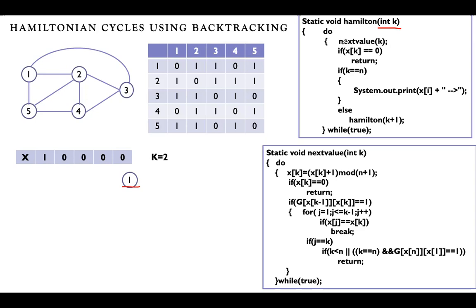So once you call this Hamilton function, immediately it will call the next value function, because I want to find out the next vertices in the given cycle. Already the first vertex we have identified. Next vertex we have to identify. So I will call the next value function. In the next value function, what happens is x of k, k value is 2 now, so x of 2. See, this is 1, 2, 3, 4, 5. Array index starts with 0. This first value we have left blank.